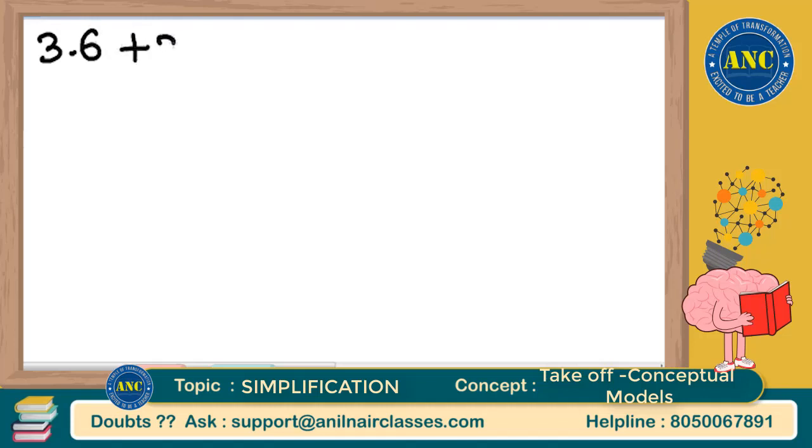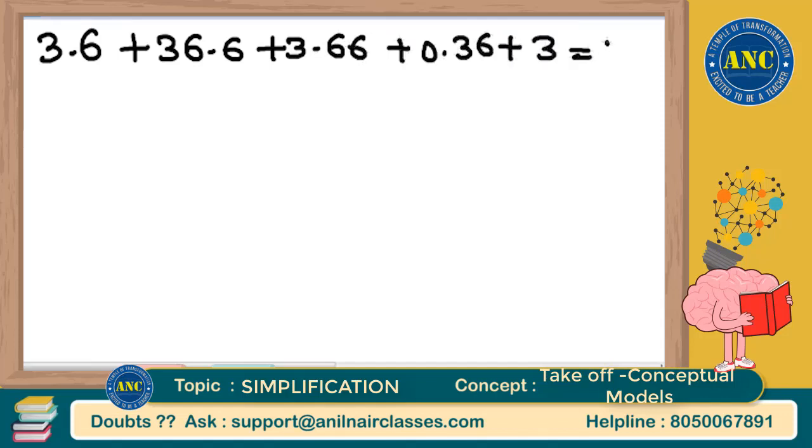3.6 plus 36.6 plus 3.66 plus 0.36 plus 3. This entire value I require, right? Now again, I want to make it a fancy number, sir. I am so fascinated in making the numbers a fancy number. I want to have this kind of numbers in my pocket, not all those small amounts, right?